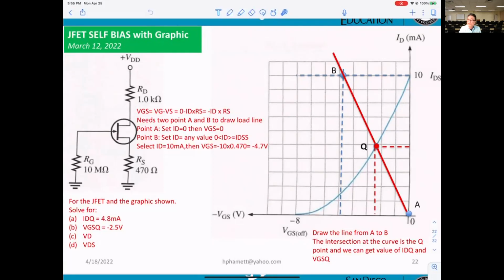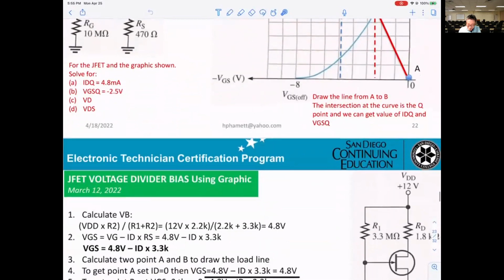However, if you open the textbook, Electronics for Technicians, they're not using this much. Engineers will go to it, but technicians, no. They give you another way, simpler to calculate.